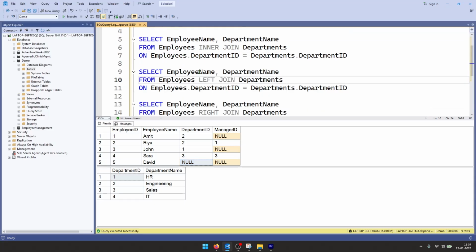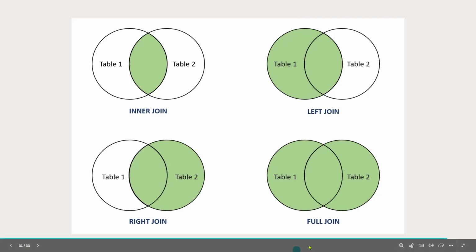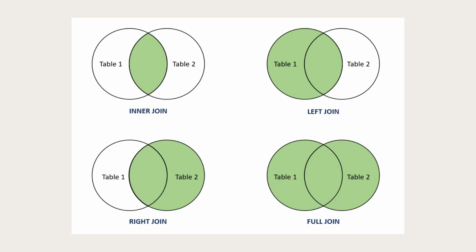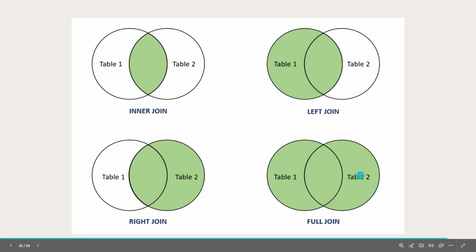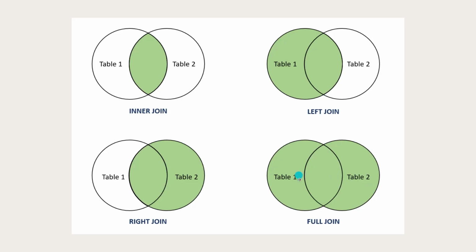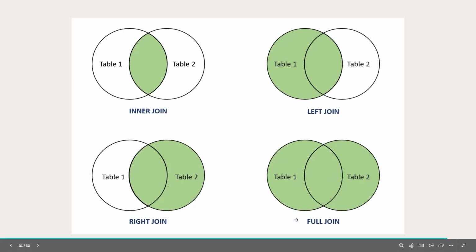So we have seen how we can use inner join, left join, and right join. And the fourth picture you will be seeing here is for the full join. When you want all the data from table 1 and table 2, irrespective of whether the data is matching or not, you just want all the data from both of these tables, for that you can do a full join. Let's see that also in action.